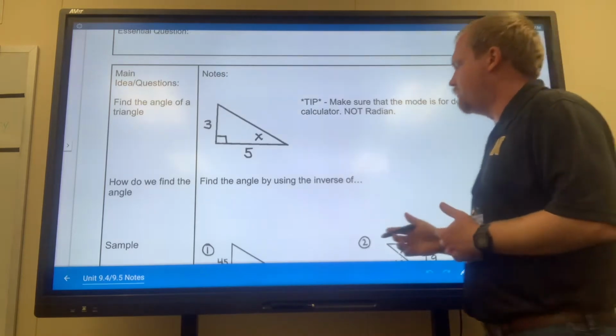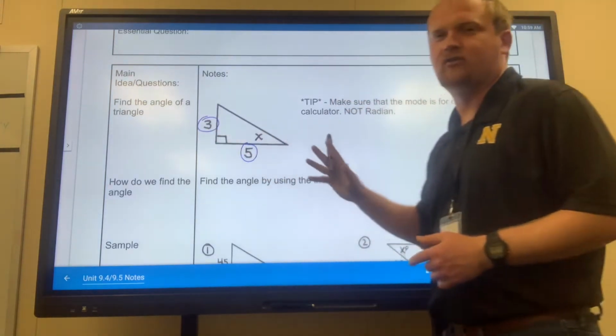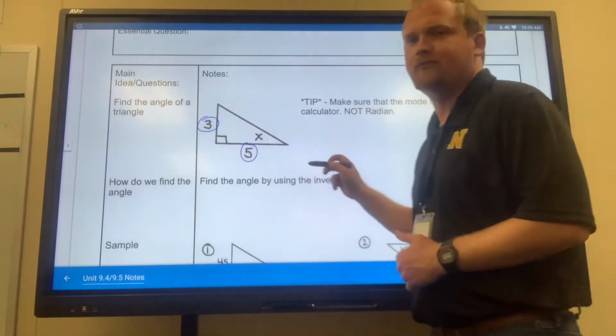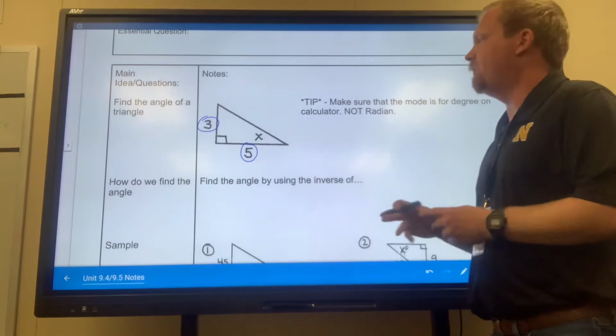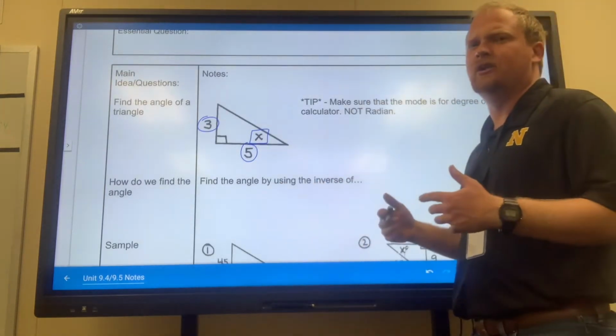Today we're going to be talking about trigonometry, but this time we're finding the angle of the triangle. For example, I'm given two different lengths, a length of 3 and a length of 5, and I want to solve for this x here. I want to figure out what that angle is.